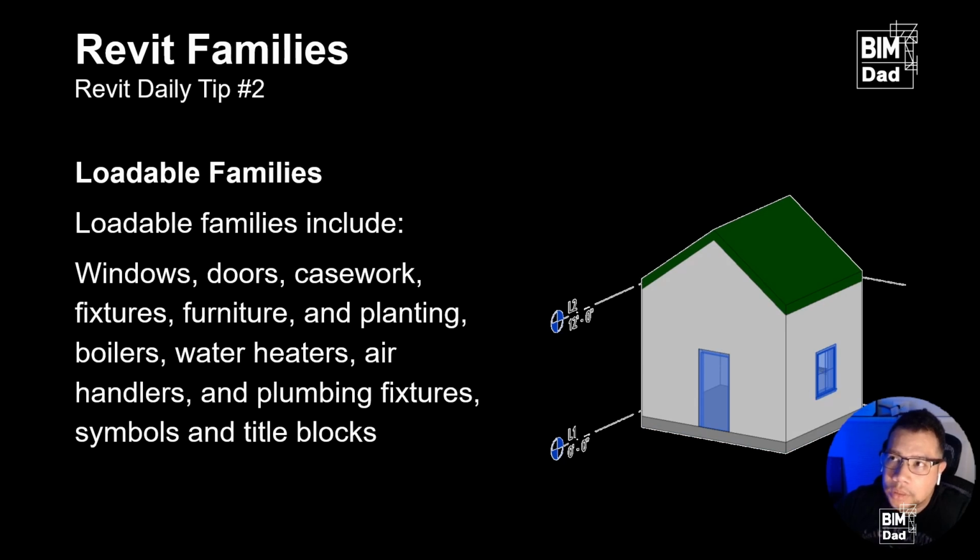Then you have your loadable families. Loadable families have their own working file that's typically a .rfa, and you can edit those outside of a project, and you can load them into any project. So loadable families typically include things like windows, doors, casework, furniture, lighting fixtures, plumbing fixtures. Then there's also the annotation families that are things like title blocks and symbols, target heads for levels, all of that fun stuff.